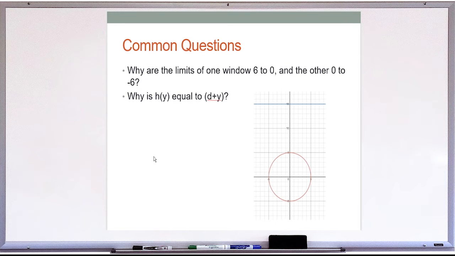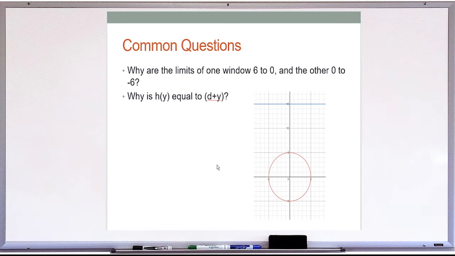The second and third question is, why are the limits of one window 6 to 0 and the other 0 to negative 6? And why is the function of h, or how deep the part of the shape is, equal to d plus y? So imagine this blue line is the water, and this circle is the windows that we're dealing with. When you're dealing with circles on the Cartesian plane, the center of the circle is usually the origin, or 0, 0. Notice how 6 goes to 0 and 0 goes to negative 6. That's Window 1 and Window 2. That's why the limit of one window is 6 to 0.